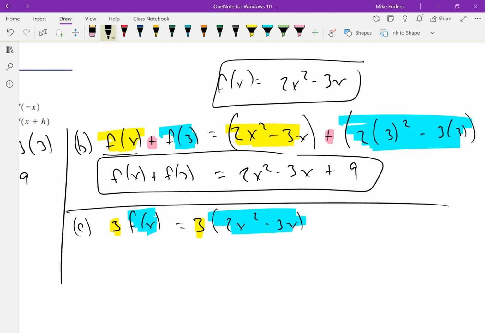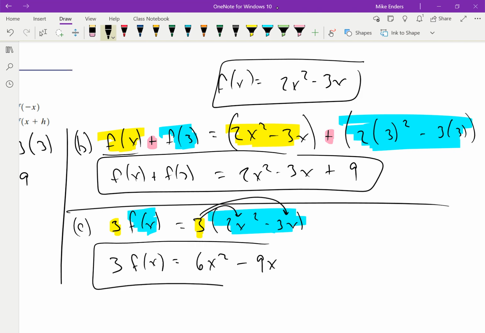So I have my 3 in both cases. Then I'm doing a substitution. f of x is the same as 2x squared minus 3x, so I substituted that in there. And then I can simplify this. On the left-hand side, my notation just stays the same. That's going to be 3 times f of x. And on the right side, I'm going to do my work, using the distributive property. So 3 times 2x squared is 6x squared. Then 3 times minus 3x, so 3 sets of minus 3x is minus 9x. And that is going to be our answer for part C, 6x squared minus 9x.